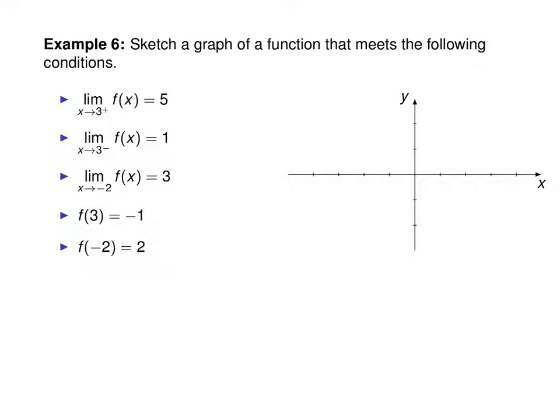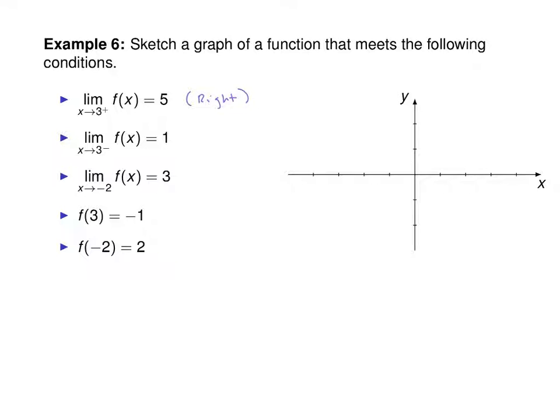So sketch a graph that meets the following conditions. For these, it's just trying to see if you can dissect what's given. On the WebAssign questions, these become multiple choice, and it says pick which one actually meets these conditions. So as x goes to 3 plus, which means x goes to 3 from the right side, your y's get close to 5.